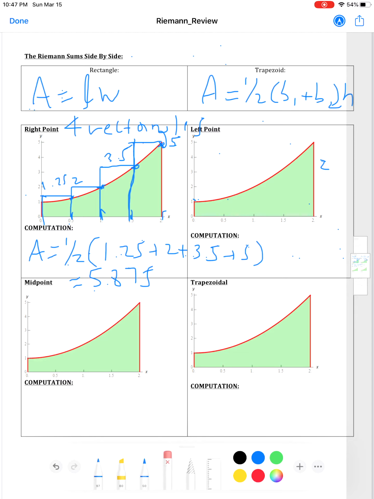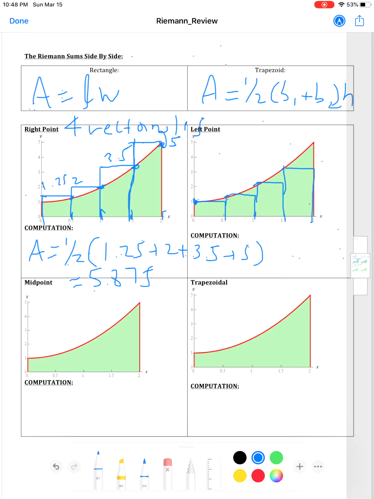Now the left point, I'm not going to go into detail about how to compute this, but what I am going to go into detail with is how to draw it. So I start from the left side, I choose 0's y value, then I choose 0.5's y value, 1's y value, and 1.5's y value. And we can see here that we have an opposite problem. The opposite problem is that we have an underestimation.